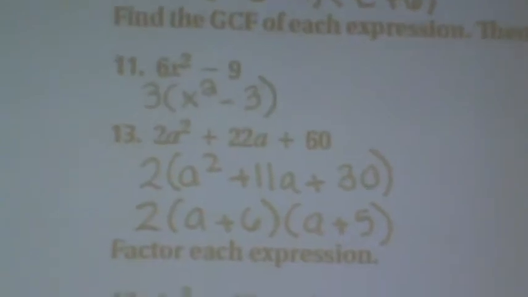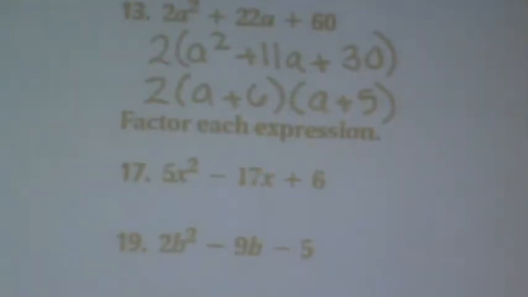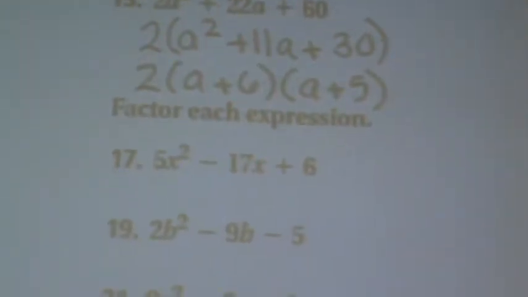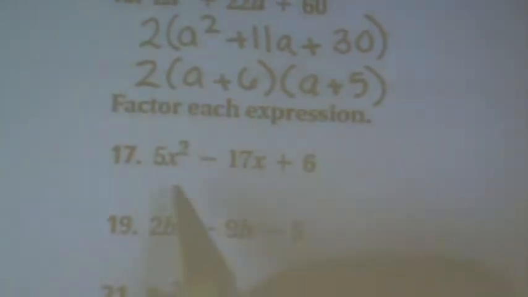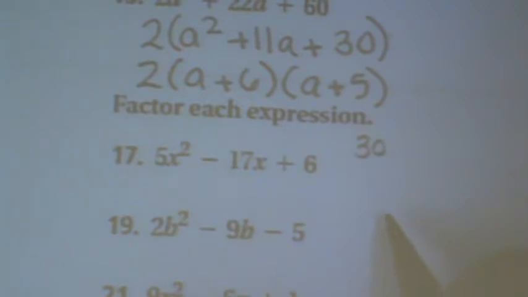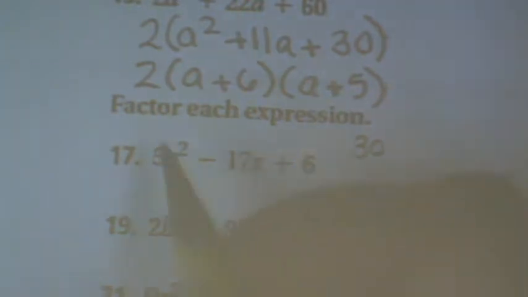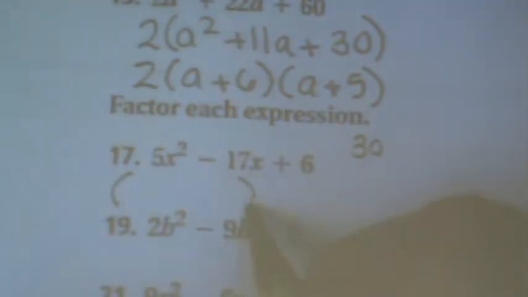Now these next ones, you may have to guess and check on them or use the AC method. So if you want to use the AC method, you multiply 5 times 6, which is 30. And then what you're going to do is figure out what two numbers multiply to give you 30, but add to be negative 17. You can do it that way. Or you can guess and check. The guess and check method would look like this.